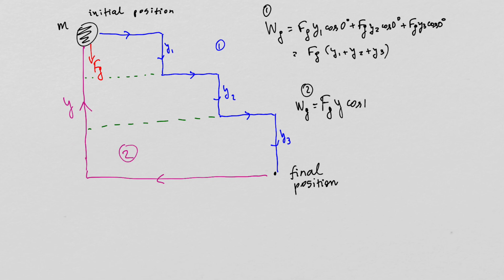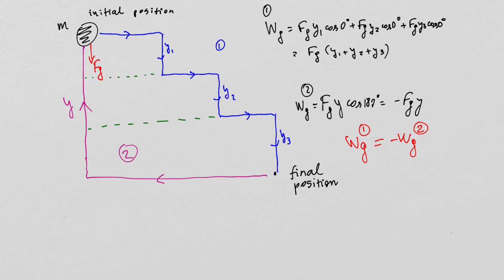So cosine of 180. So this is equal to negative Fgy. So here then we can compare the two works done. And we find out that they are equal in magnitude, opposite in signs, of course. So Wg1 is equal to minus Wg2.